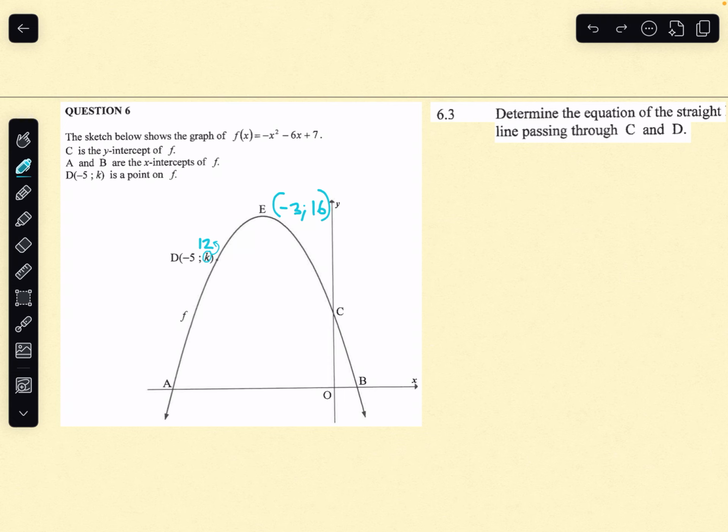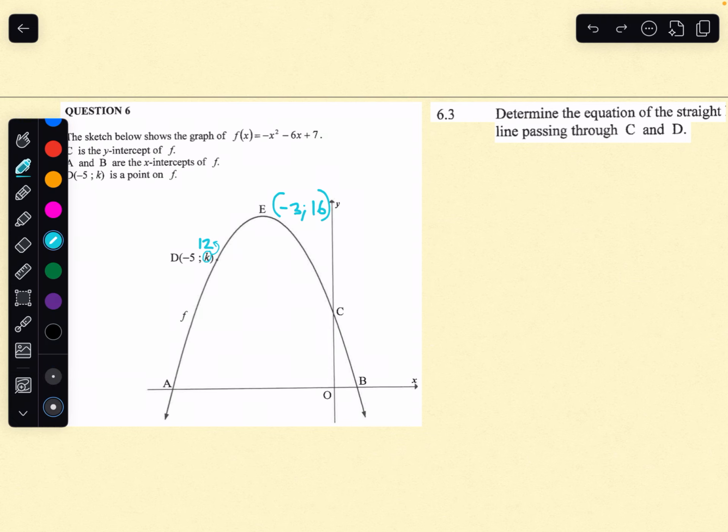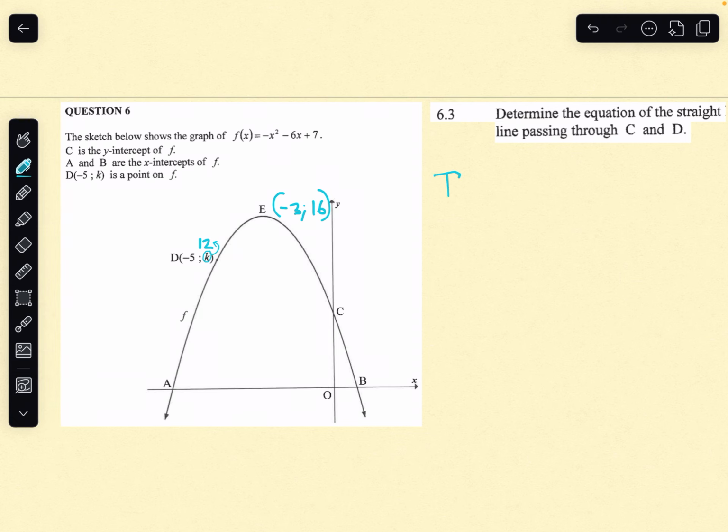Okay, don't want the thin pen anymore. Bring back the juicy one. To find C, okay, we are solving for where, no, we know that the x coordinate of C is 0, right, because it's on the y-axis.